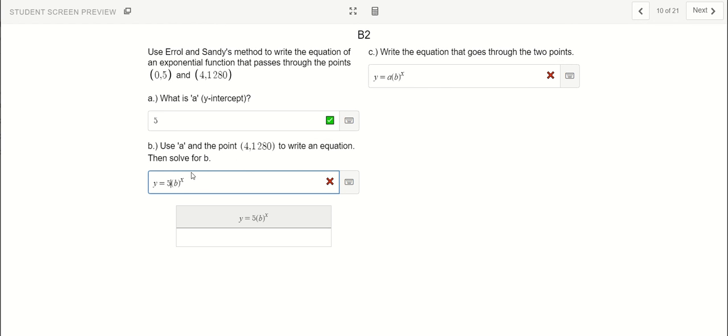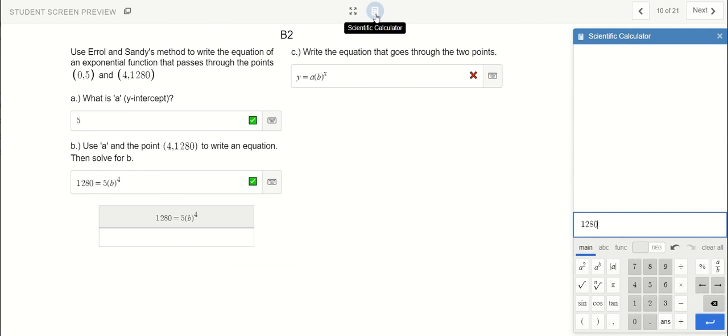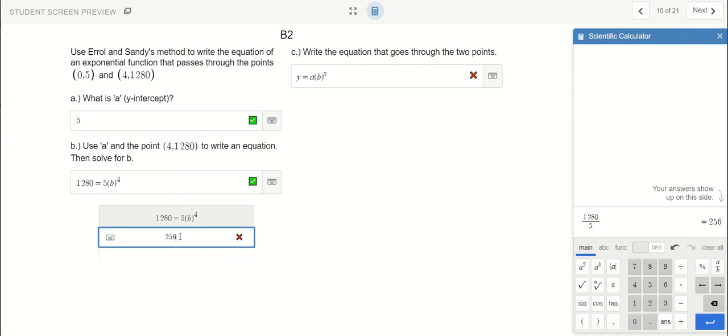At the fourth jump, the fourth spot, x is 4. We know that our height is going to be at 1,280. So now we need to solve this equation. We can divide both sides by 5. So we get 1,280 divided by 5, which is 256, equals b to the fourth power.